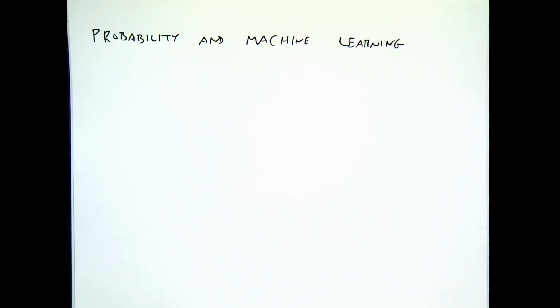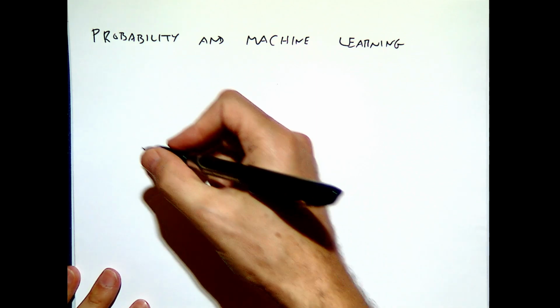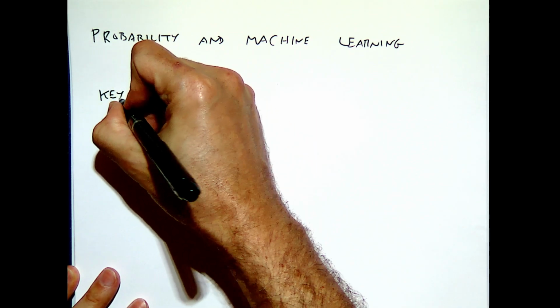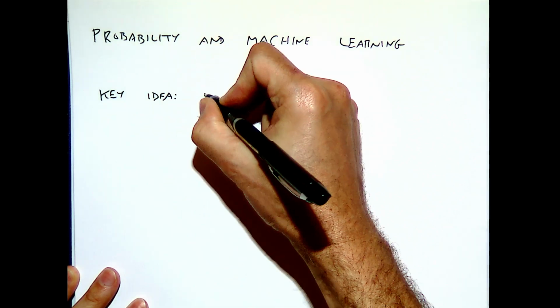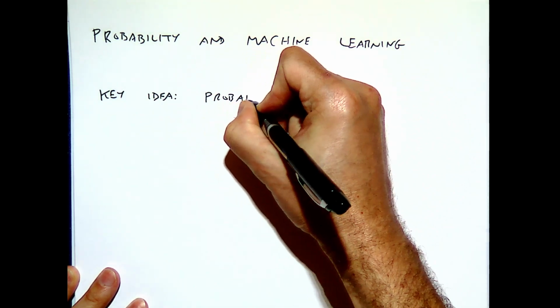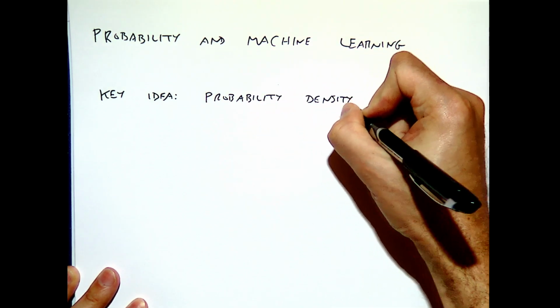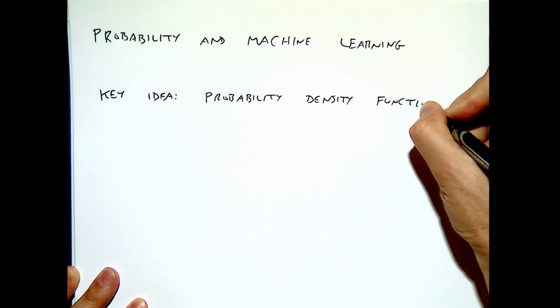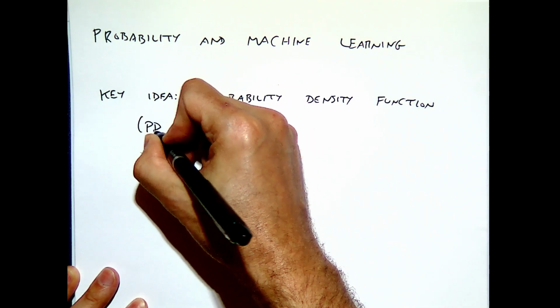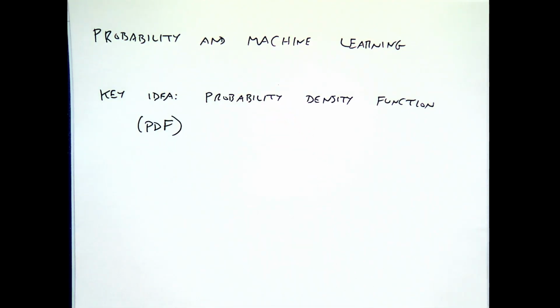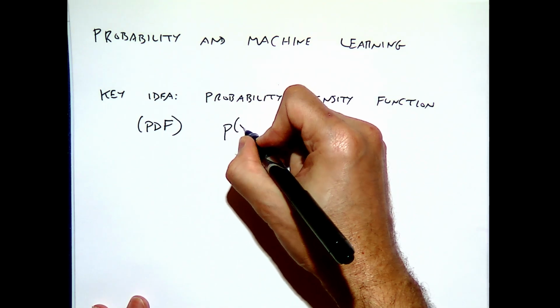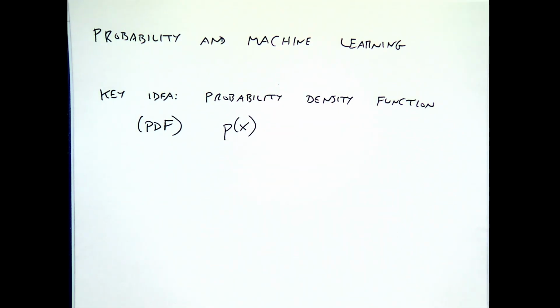So a key concept from probability that hopefully you'll remember is a PDF, right? Probability density function, which we abbreviate as a PDF. Okay, P of x, usually we call it. And this is defined over some sort of a continuous space, right?